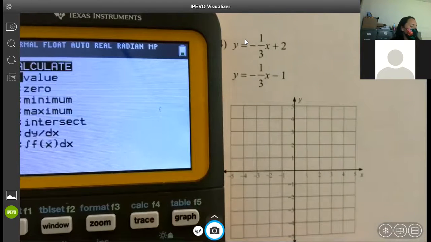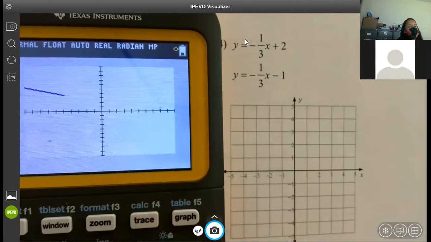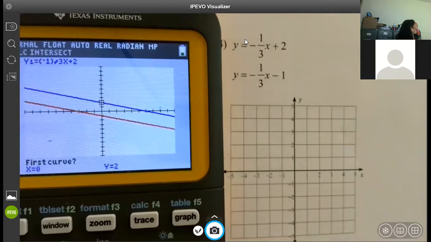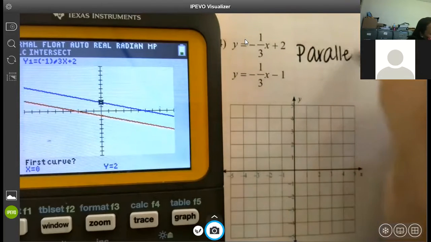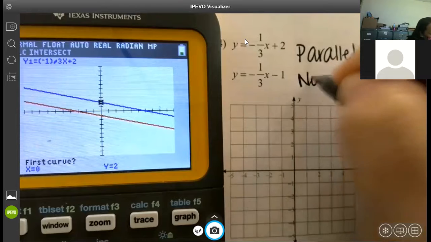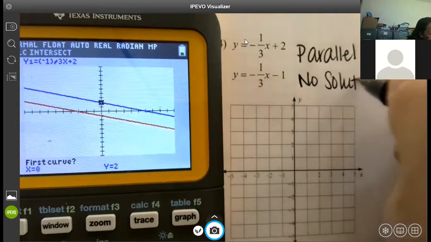I'm going to go ahead and do second trace intersect, but I want you to check this out for a minute. Check out this blue line and then watch the red line. Wait for that little wheel to stop turning. What do you see? Parallel. What's that mean? They're never going to intersect. So how many solutions do they have? None. These are parallel. So they have no solution.